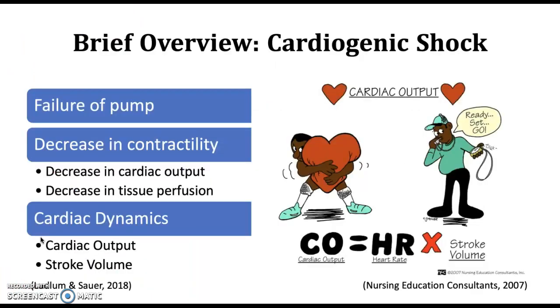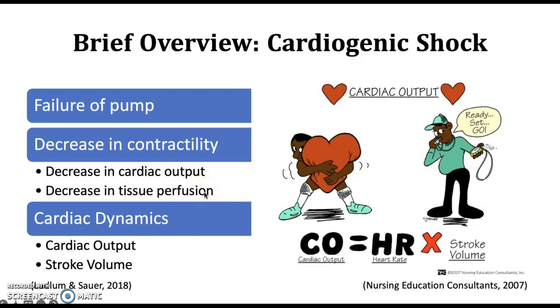So let's just quickly pause for a minute and briefly go over the topic of cardiogenic shock. Cardiogenic shock occurs when the heart fails to act as an effective pump. This basically means that the myocardium, or the heart muscles, are unable to contract effectively, which leads to a decrease in cardiac output and impairs overall tissue perfusion.